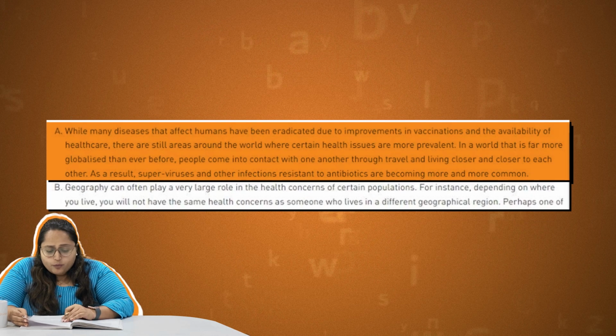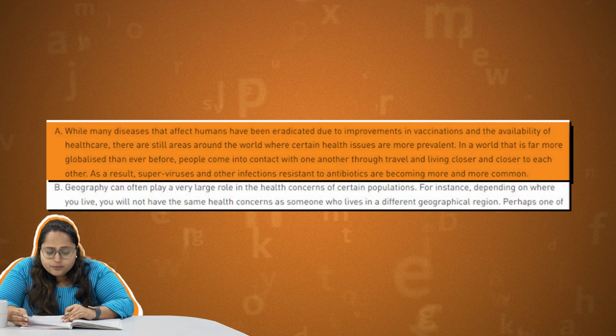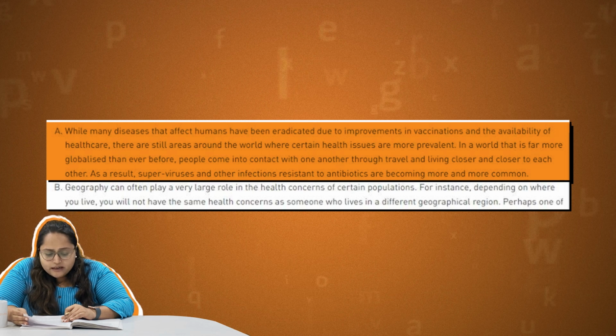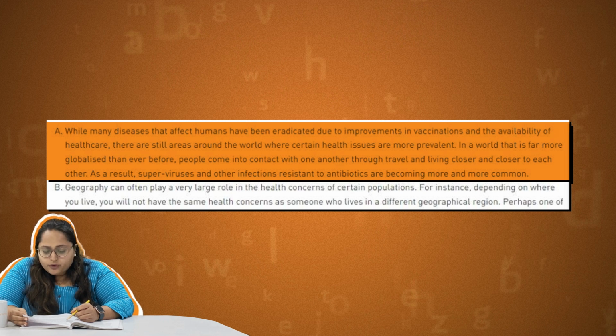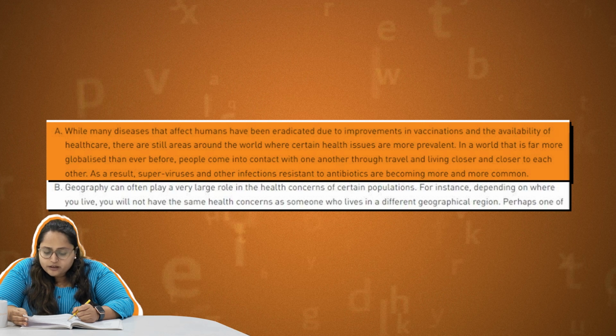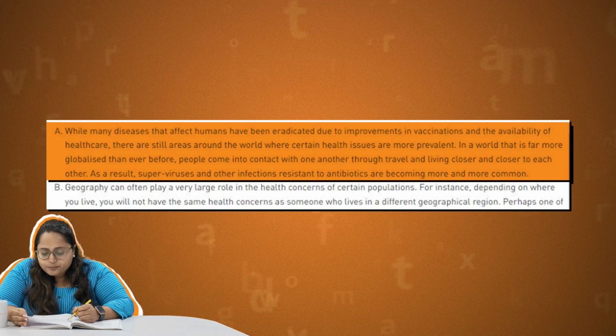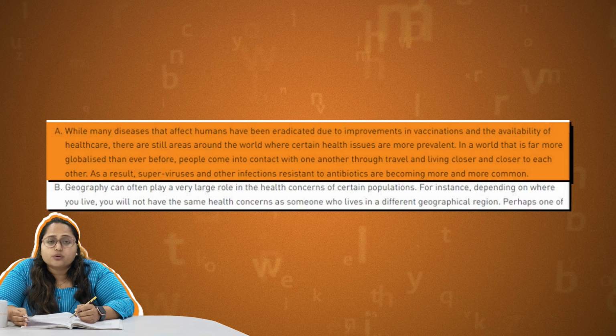First, paragraph A. While many diseases that affect humans have been eradicated due to improvements in vaccination and the availability of healthcare, there are still areas around the world where certain health issues are more prevalent. In a world that is far more globalized than ever before, people come into contact with one another through travel and living closer and closer to each other. As a result, superviruses and other infections resistant to antibiotics are becoming more and more common.